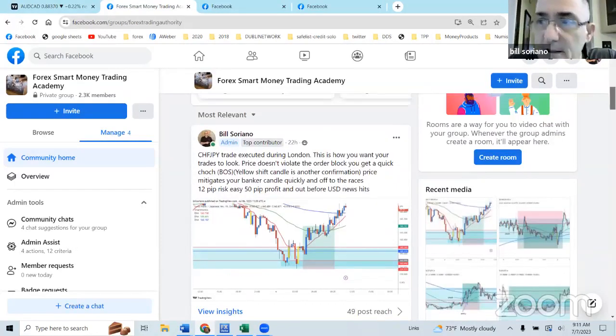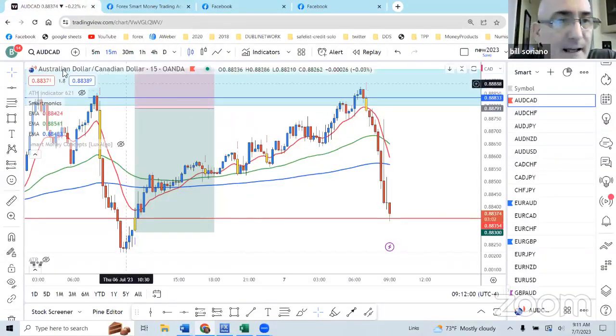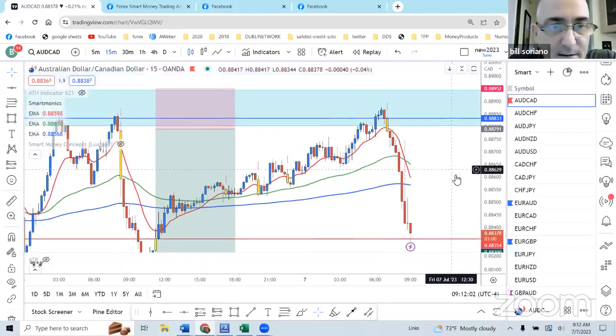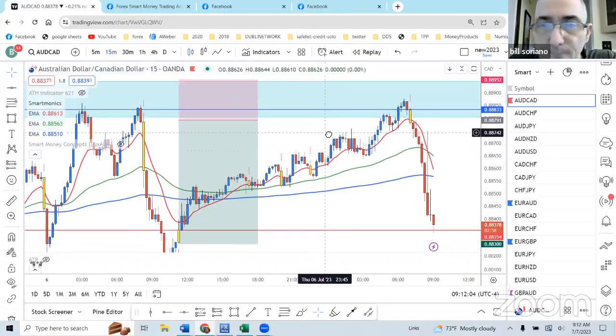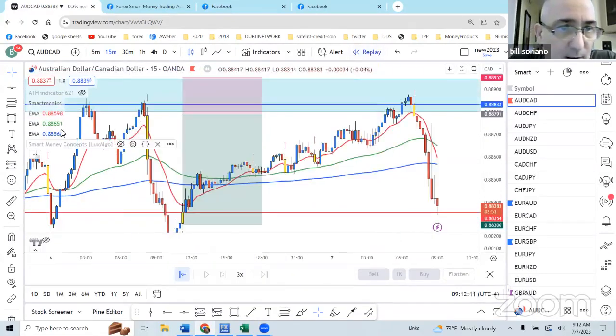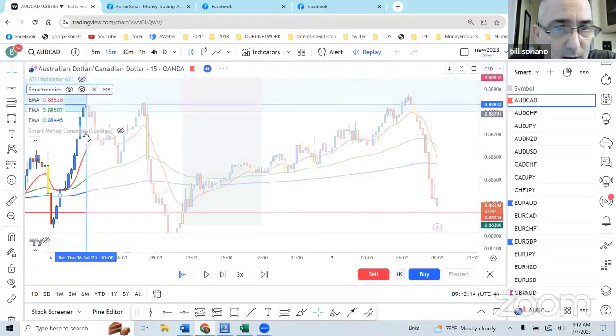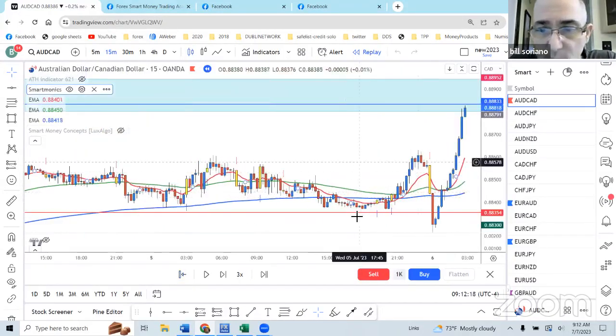But anyway, I want to look at two trades from today, AUDCAD and NZDCAD. I'm going to replay this, even though you can see at this point what's going on, but I just want to give you an idea of how these trades worked out.